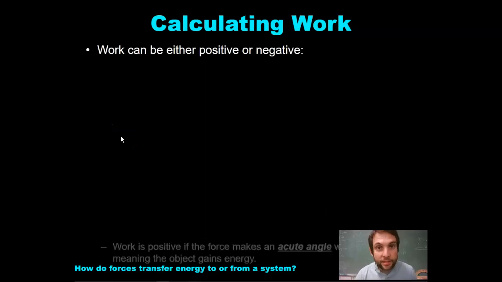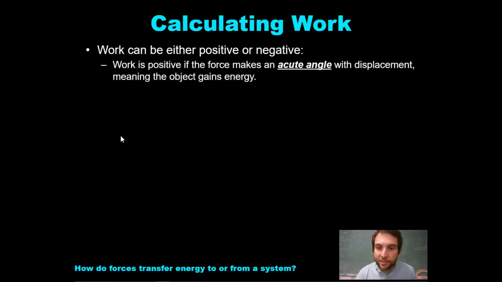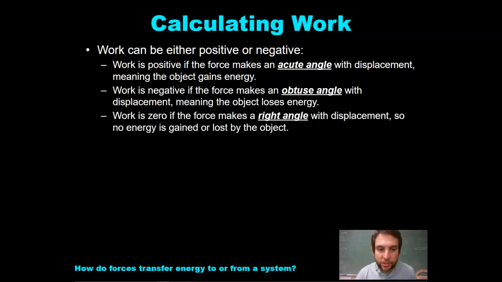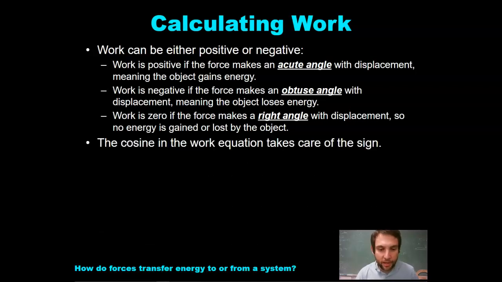Work can either be positive or negative. Work is positive if the force makes an acute angle with the displacement, meaning the object gains energy. Work is negative if the force makes an obtuse angle with displacement, meaning the object loses energy. Work is zero if it makes a right angle with displacement, so no energy is gained or lost by the object. Cosine in the work equation will take care of the sign.